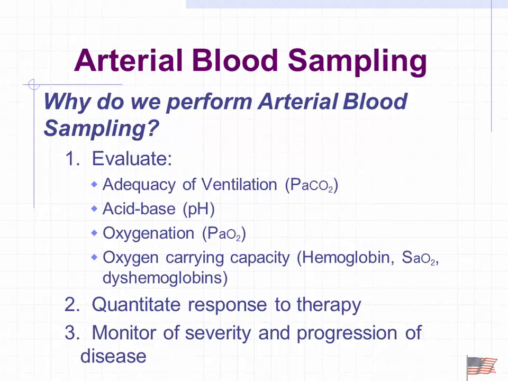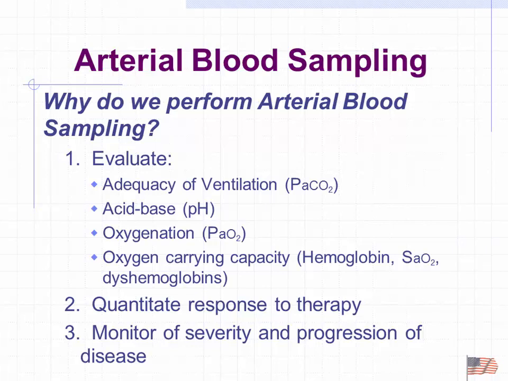So why do we need to do this? We need to evaluate the adequacy of ventilation through the PCO2. That's the parameter that tells us if we're ventilating effectively or hyperventilating or hypoventilating. We'll look at the acid-base status through the pH. We'll look at the oxygenation status through the PaO2, and also with that the carrying capacity as it relates to hemoglobin and these dysfunctional hemoglobins.